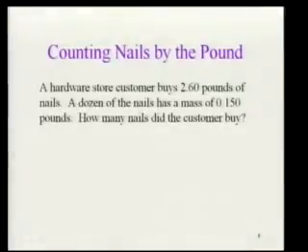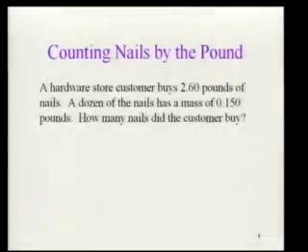That's right. We know this and this. We say a dozen of the nails has a mass of 0.150 pounds. That is a conversion factor. One of those can go on top, one of those can go on bottom, and it doesn't matter. It depends on what units you're trying to cancel out. Okay? That means you can start here with this number.